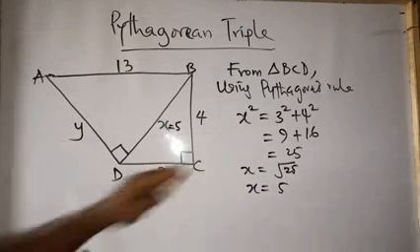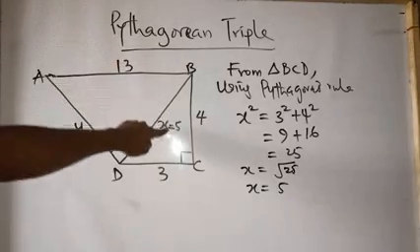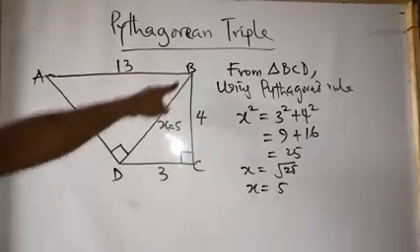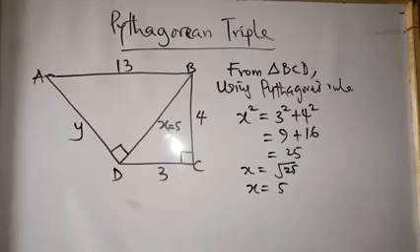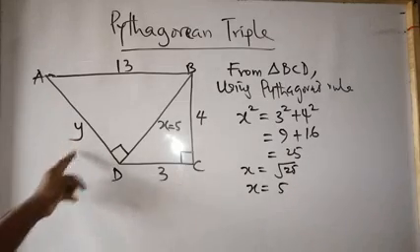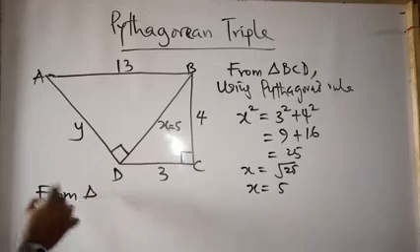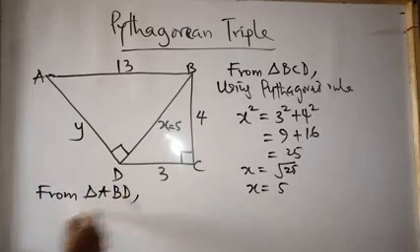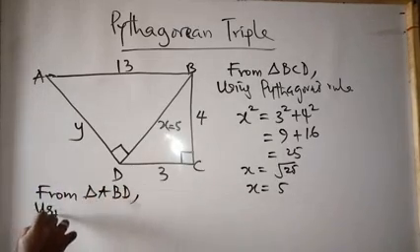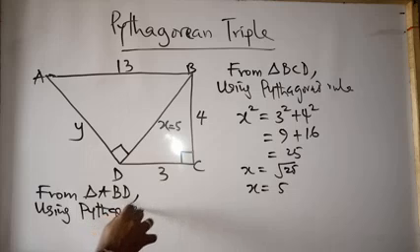Now, because we have solved this one, it is now easy for us to solve this triangle. Why? We now know two knowns, because this line is now 5. So we know this one, and we also know this one. So we have two knowns now, so we can solve for y. So we can also say from triangle, look at this triangle, ABD, using Pythagoras rule.